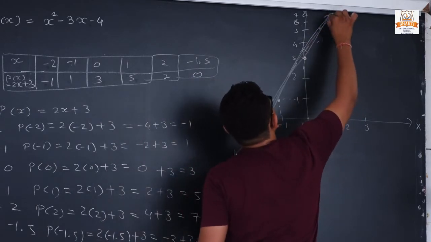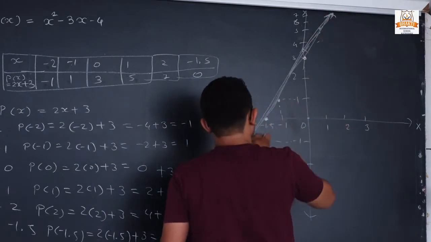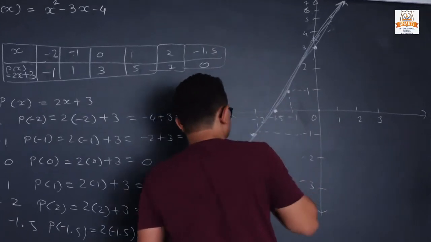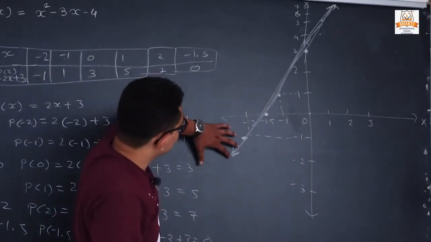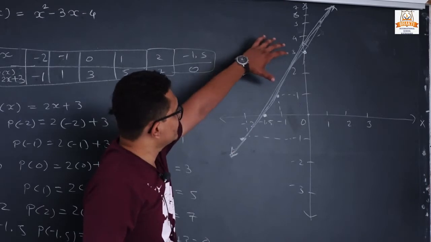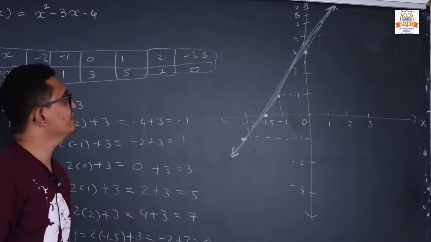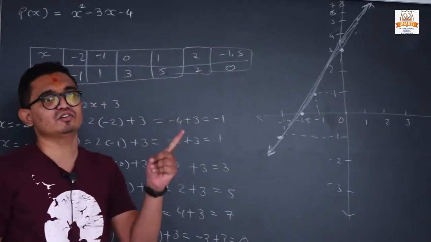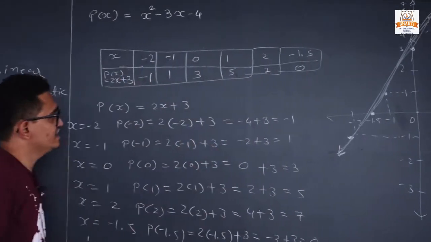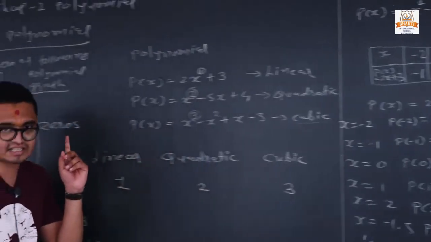You can just draw that line dark so you can understand. So if you see the line, you can see that for a linear polynomial, we have a straight line. The graph is always a straight line. Once again, you can see that in the example.